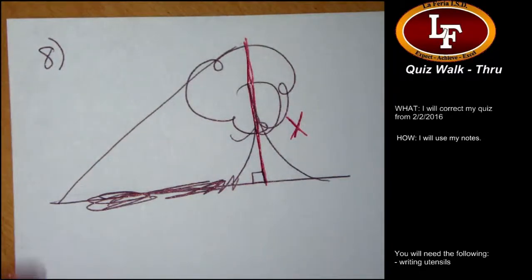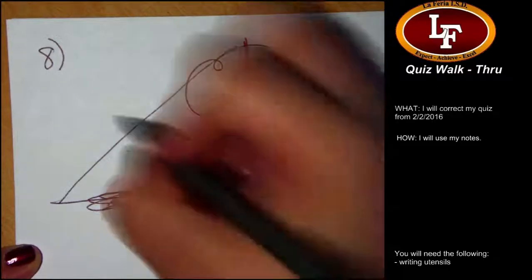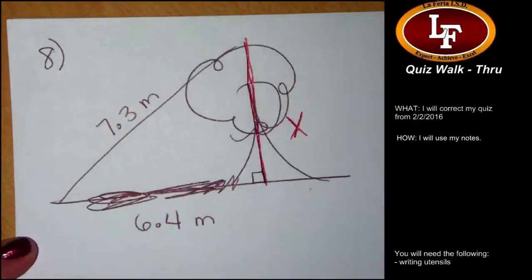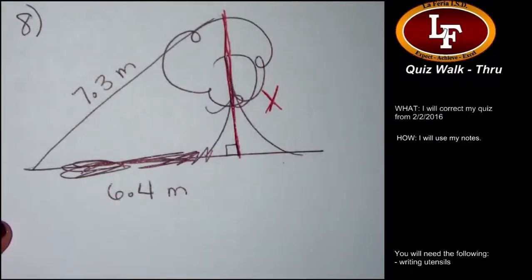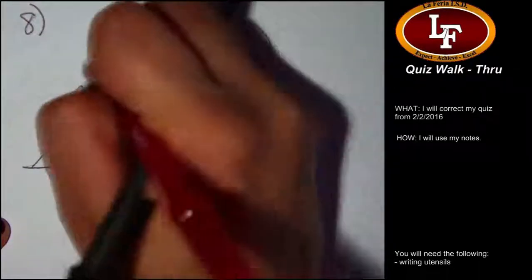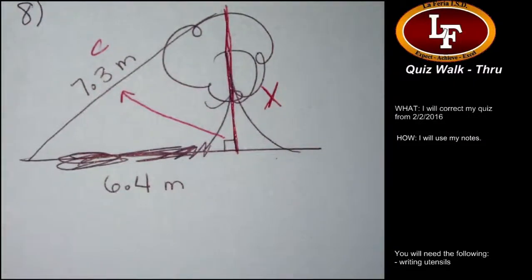You were given that this part of this triangle is 6.4 meters and this is 7.3 meters, and you were asked to locate this. What could you do? a squared plus b squared equals c squared. Yeah, a squared plus b squared equals c squared again. Which side is c? The 7.3 side, because it is directly across from the right angle. If you did not calculate this correctly or you put c in the wrong place, please fix it on your paper right now.